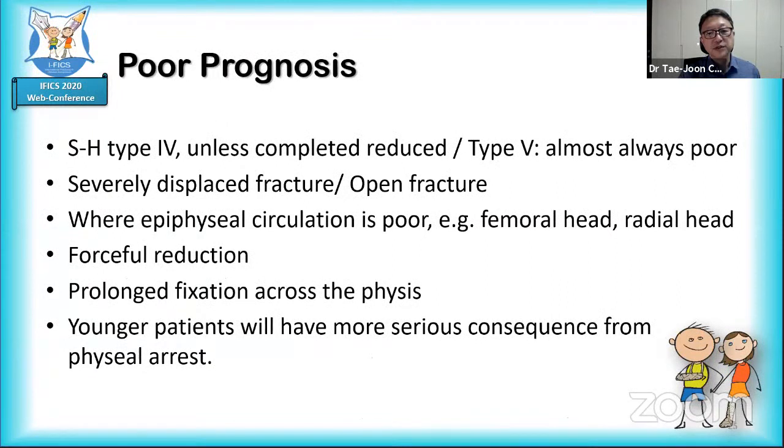Several factors predisposing to physeal arrest have been suggested. Salter type 4 and 5 have significantly high risk of physeal arrest. Severely displaced fracture, open fracture, fracture of epiphysis with poor circulation, such as femoral head and radial head, have higher risk. Forceful reduction and prolonged fixation across the physis are iatrogenic factors predisposing to physeal arrest. Finally, younger patients have more growth potential, so they will have serious consequence from physeal arrest, if ever.